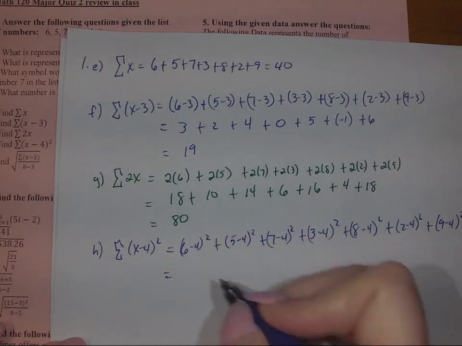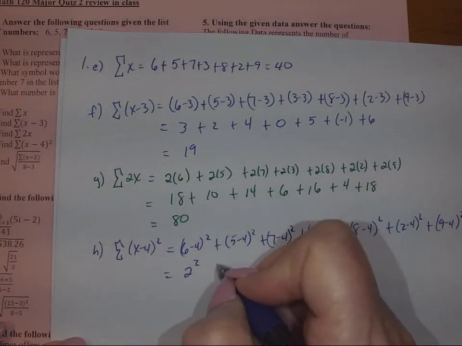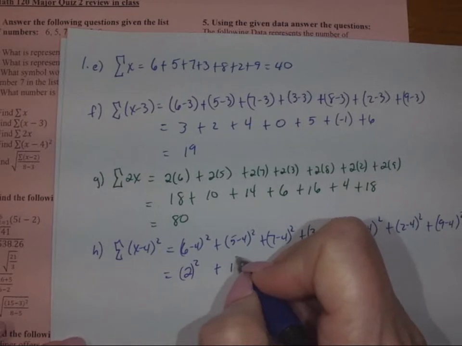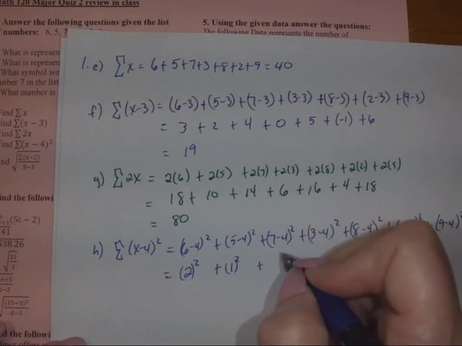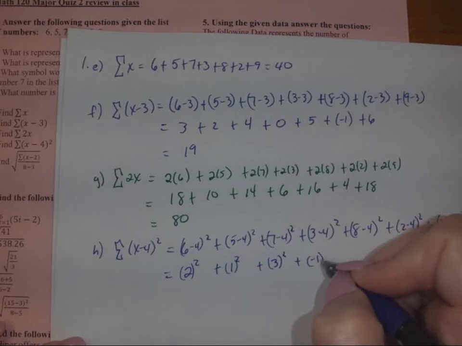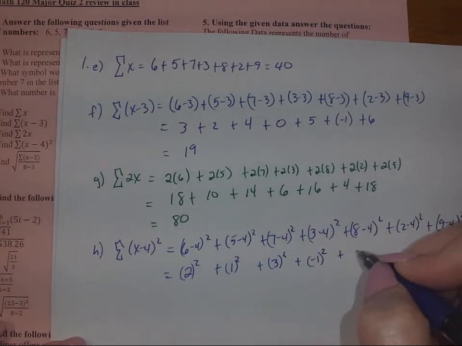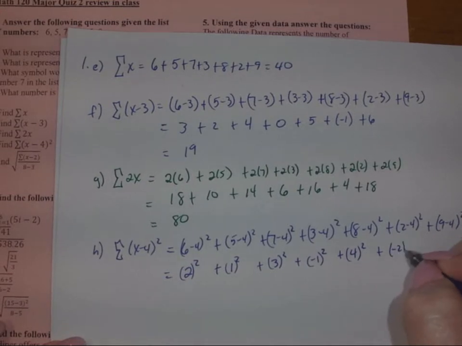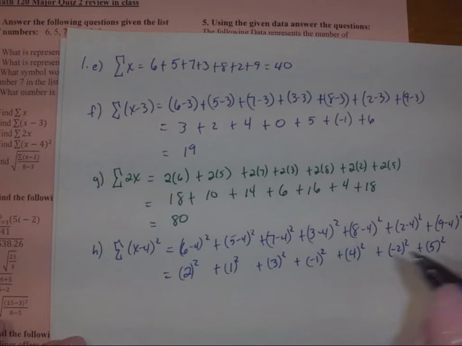So 6 minus 4 will get us 2 squared, plus 5 minus 4 will get us 1 squared. 7 minus 4 will get us 3 squared. 3 minus 4 will be negative 1 squared. 8 minus 4 will be 4 squared. 2 minus 4 will be negative 2 squared. 9 minus 4 is 5 squared.